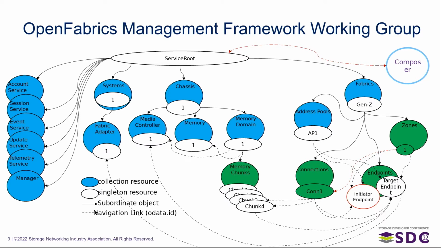You've got the same thing with fabrics, fabric adapters, chassis, media controllers, and what we want to do is pull all that together so you can have a client and a resource, and we want to be able to mash those together by using the link-ups using fabrics. We'll have composers and things like that talk to one master root service to make all those linkages happen as you need them to.